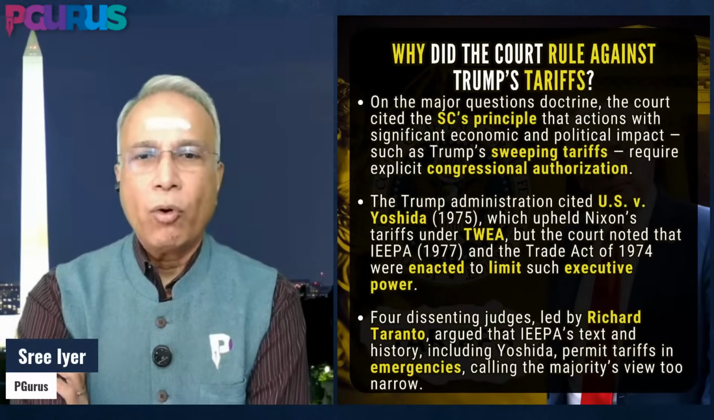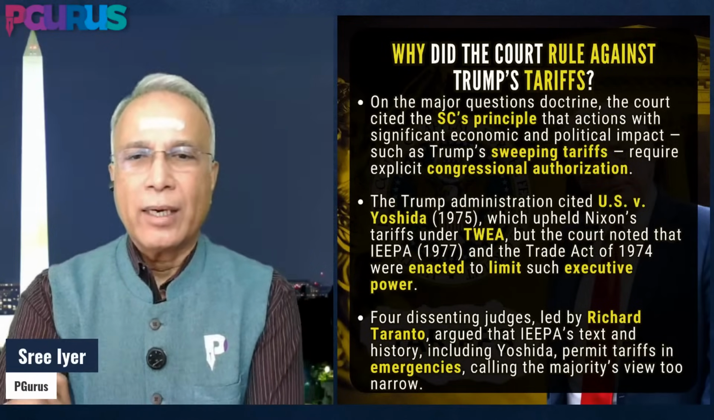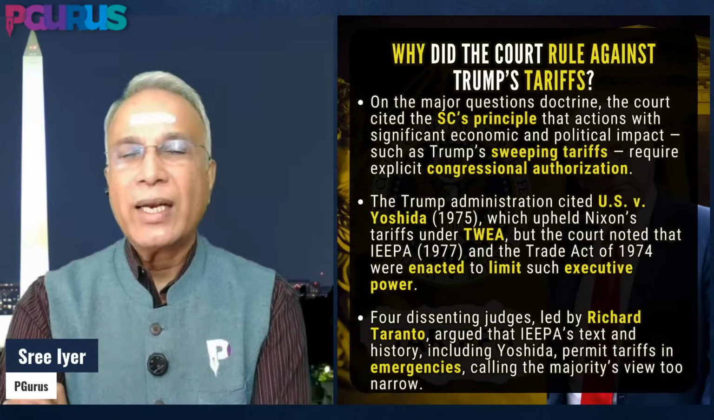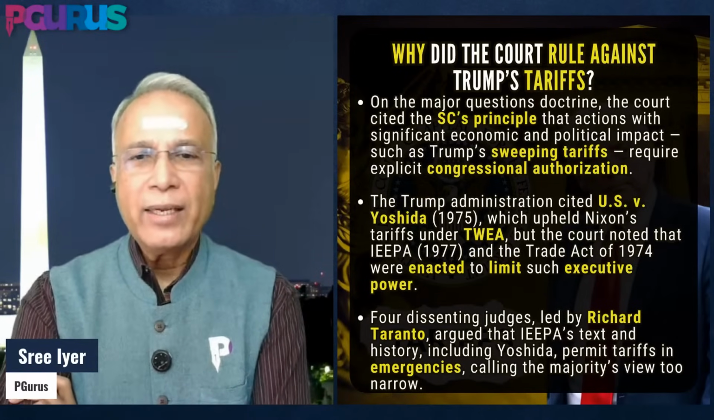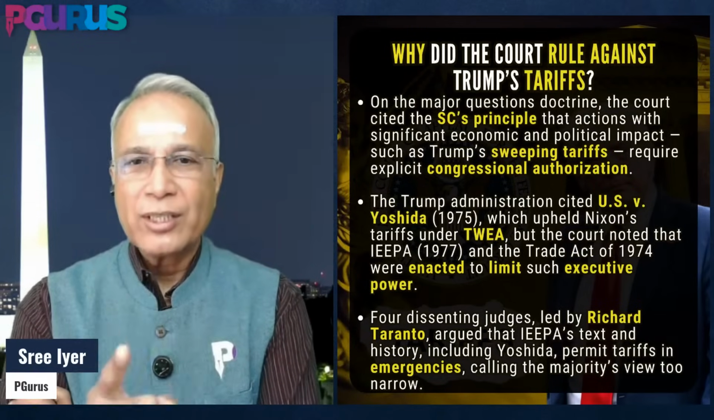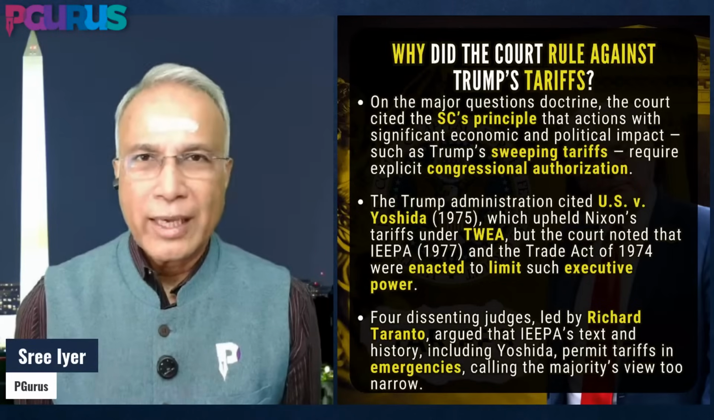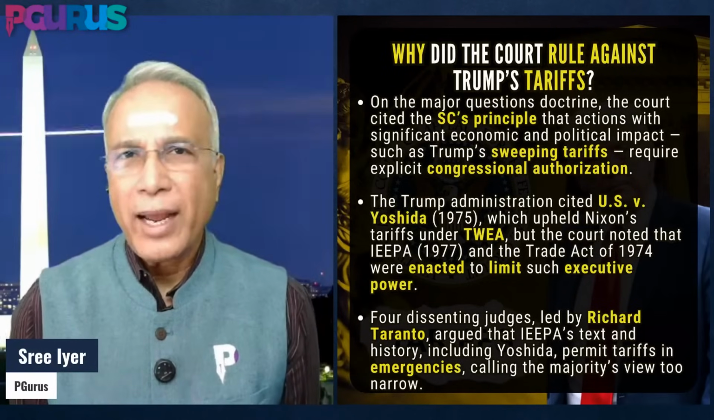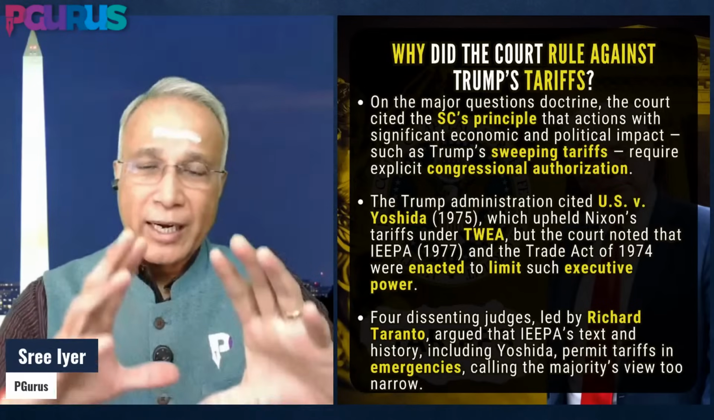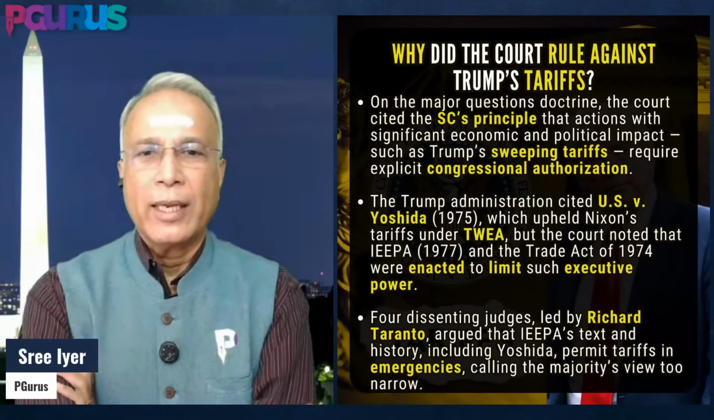Four dissenting judges, that means there were four who said it was okay and who ruled for Trump, led by Richard Taranto, argued that IEEPA's text and history, including Yoshida, permit tariffs in emergencies, calling the majority's view too narrow. So there is a realization that perhaps the United States is in a state of emergency, especially at least in the eyes of the four judges who dissented with the majority opinion. Next one, please.